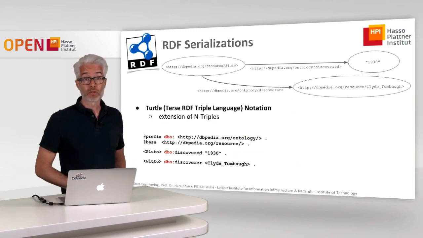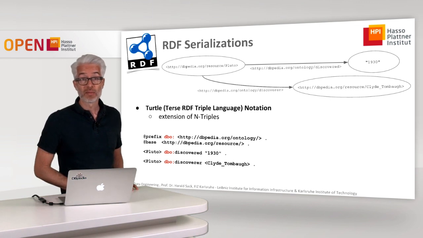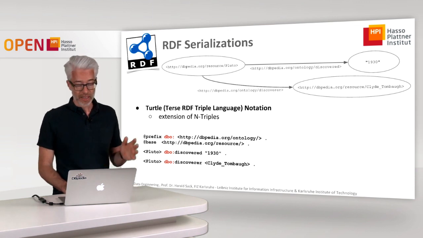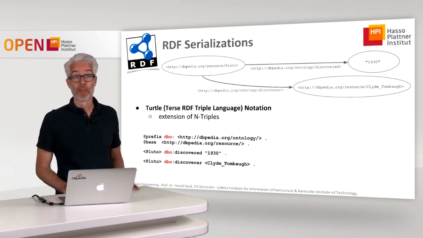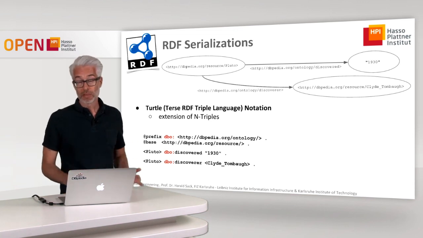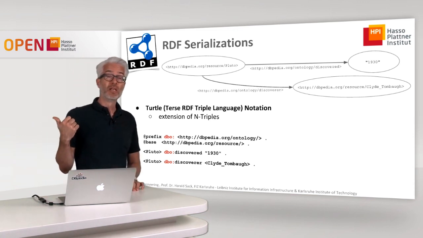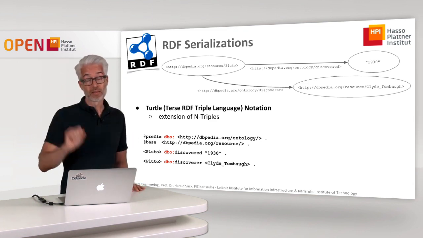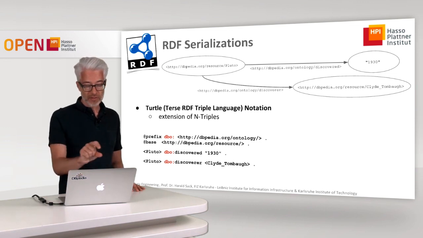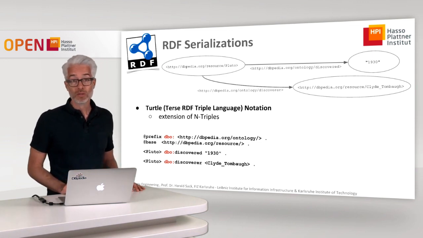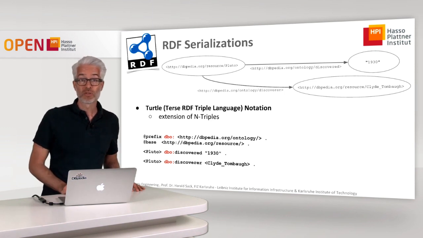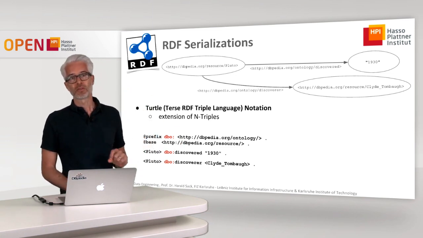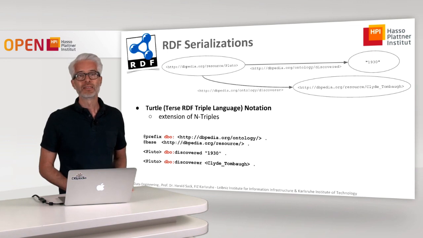And finally, we have a look at Turtle, so our first of many Turtle examples. Turtle is the abbreviation for Terse RDF Triple Language notation, and as we already know, it's an extension of N-Triples. And only as one of the many possibilities that you have, first thing what you can do, you can define so-called prefixes, and this is simply for abbreviating the triples, how you write them. So here we define a prefix which is called dbo, and dbo then stands for the prefix http://dbpedia.org/ontology/.